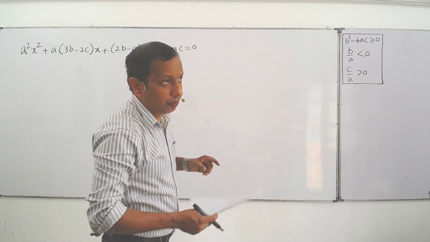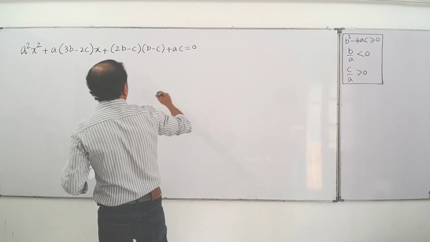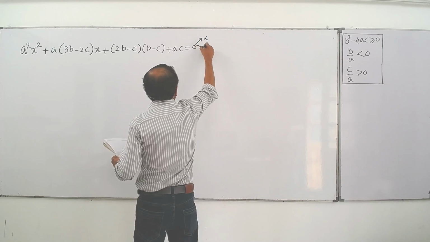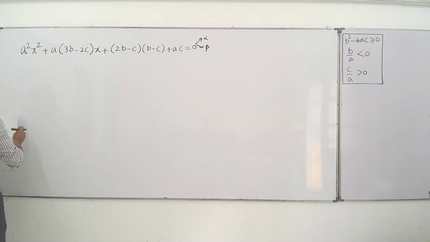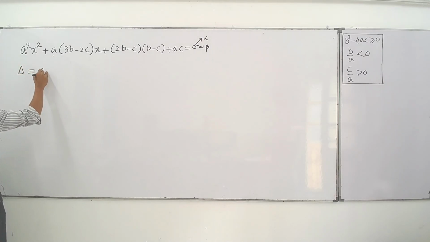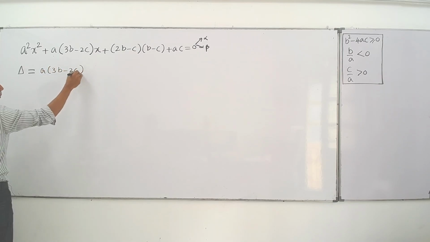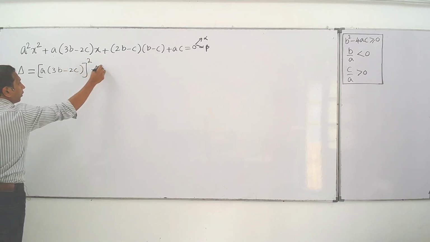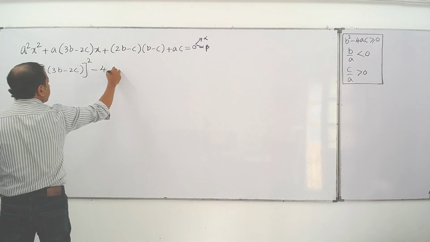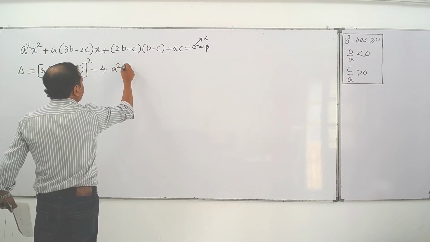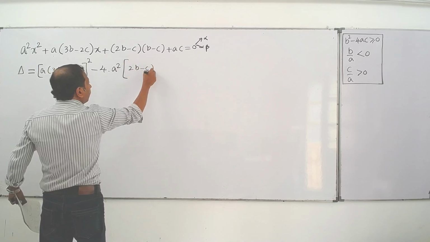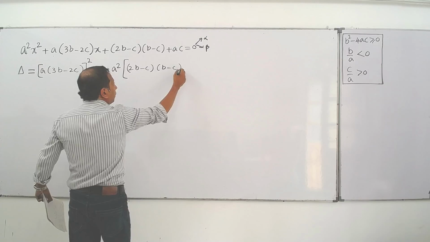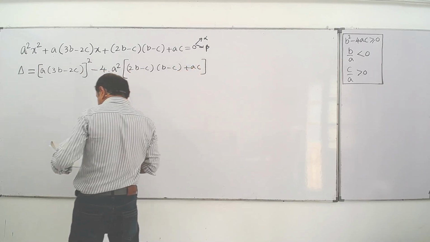I'm going to assume the roots of this equation to be alpha, beta. Then the discriminant of this we have to simplify. Delta of this quadratic equation: b is a times (3b minus 2c), so b squared, minus 4 times a, the x squared coefficient, which is a squared, times the term independent of x, that is (2b minus c)(b minus c) plus ac. This is the delta.